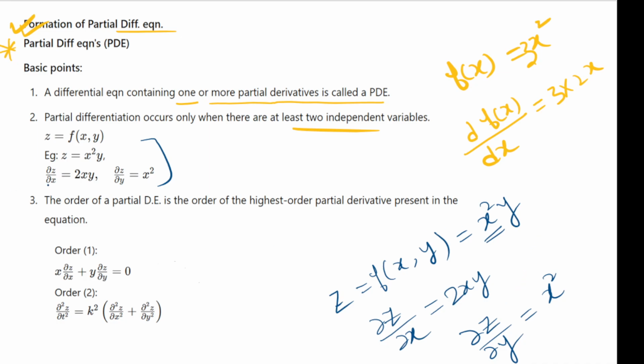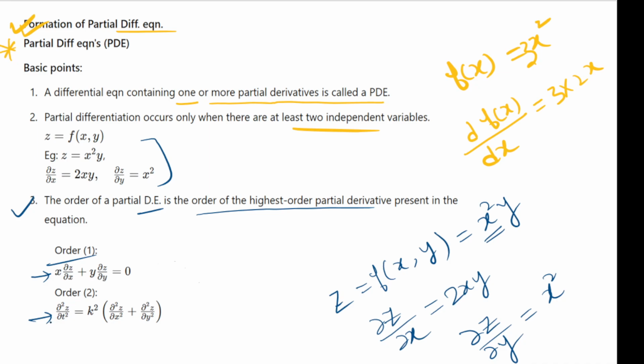All right, now I am going to discuss the third point, where it says that the order of a partial differential equation is the order of the highest order partial derivative. So here the highest order partial derivative is what? 1. So the order of this partial differential equation is simply 1. And what is the order of this equation? You can see that the highest order of the partial derivative present in the equation is 2. So this is also going to be 2.